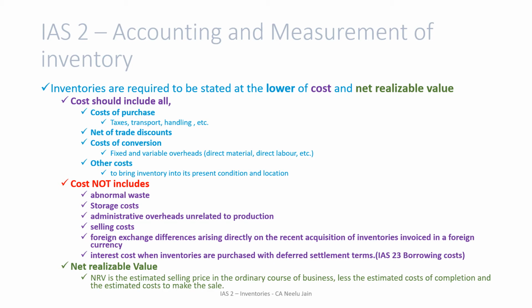Now what is net realizable value? Net realizable value is the estimated selling price in the ordinary course of business less the estimated cost of completion and the estimated cost to make the sale. Here also, the definition has given importance to the ordinary course of business. So you have to see its estimated selling price in the ordinary course of business less your estimated cost to complete the sale.